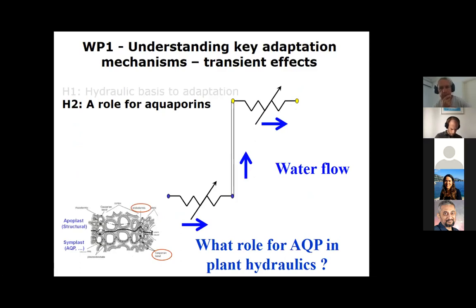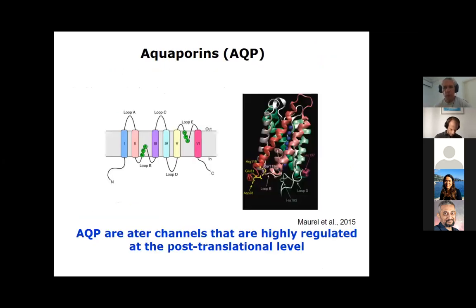The second part of that first work package is the role of aquaporins in explaining the differences in root hydraulics. So what are aquaporins? They are water channel transporters, the water transporters. They are proteins with a 4D structure embedded in the plasma membrane, and they facilitate the transport of water. And they have a very, very important role in water transport pretty much everywhere in the plant, and in particular in the root cylinder.